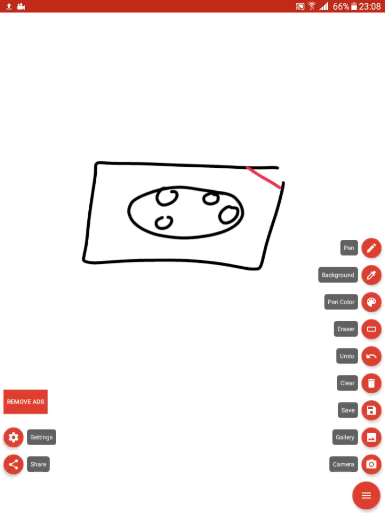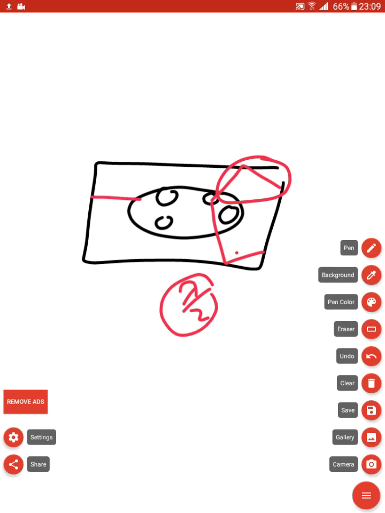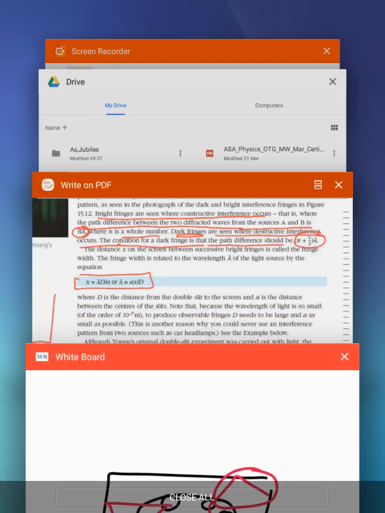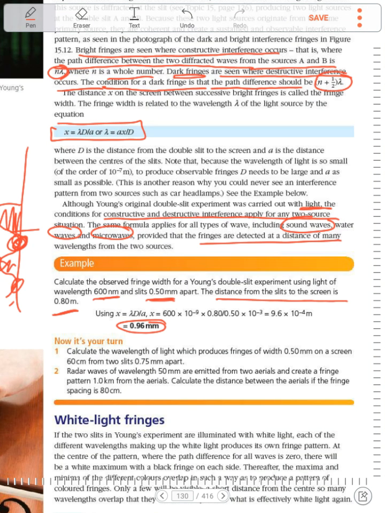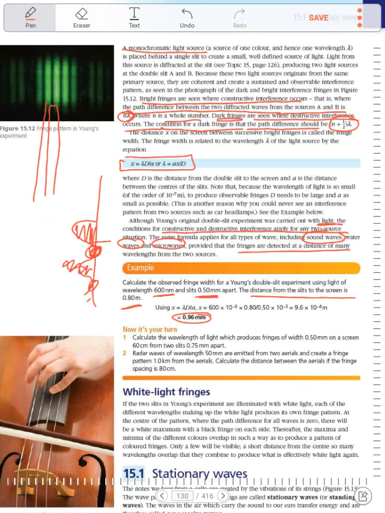If this is ray number 1 and here ray number 2, maybe this ray moves a distance longer than this one by lambda over 2, so we have destructive interference. But if they meet with a difference of lambda or n lambda, where n is an integer, we have constructive interference and the food will be hot.